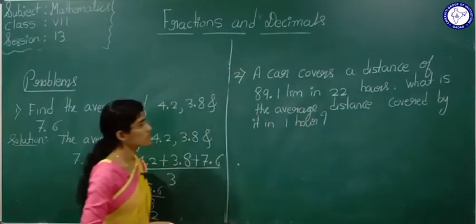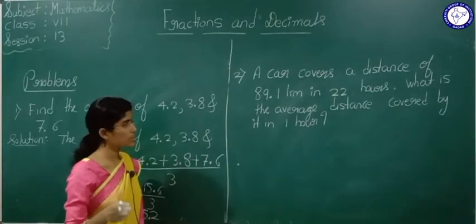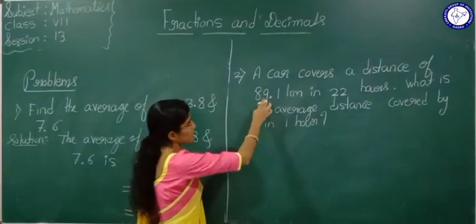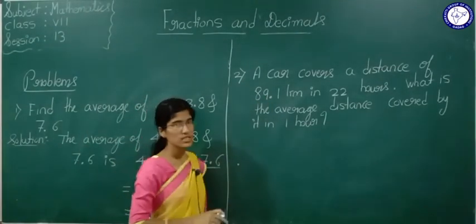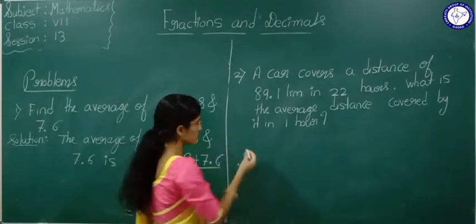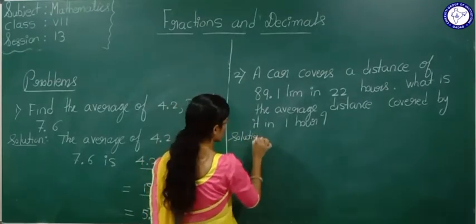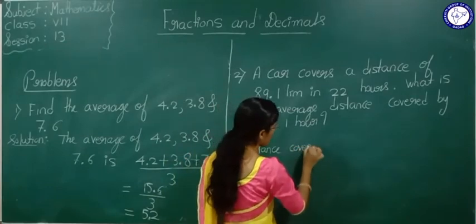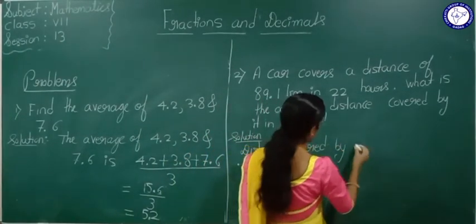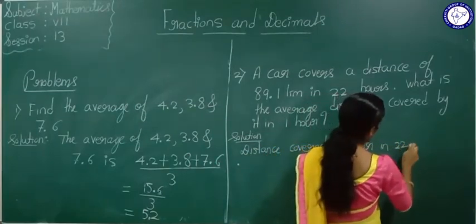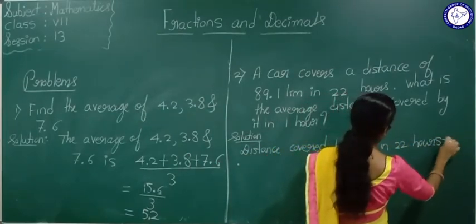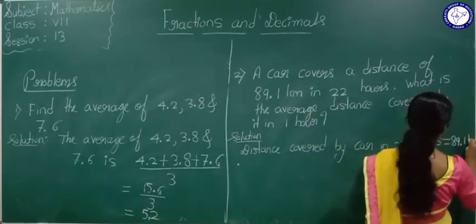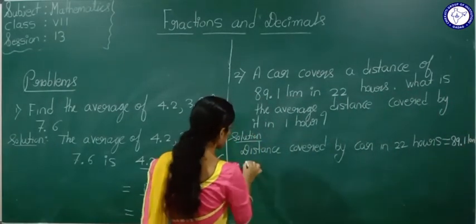Now, a car covers a distance of 89.1 kilometer in 22 hours. In 22 hours a car is going to cover a distance of 89.1 kilometer. So what is the average distance covered by it in 1 hour? See a solution. So the distance covered by the car in 22 hours, what is it? It is 89.1 kilometer.